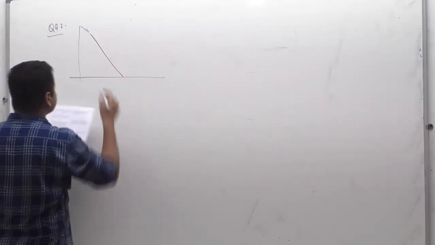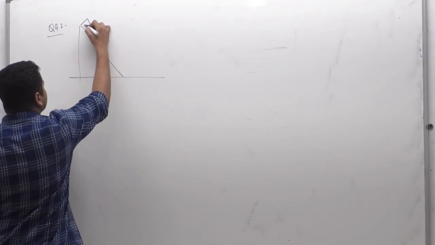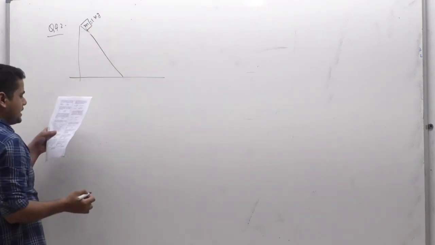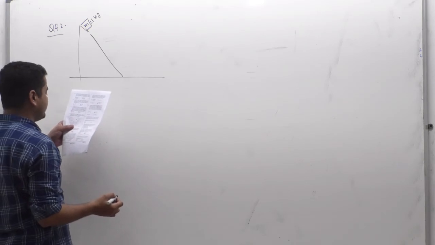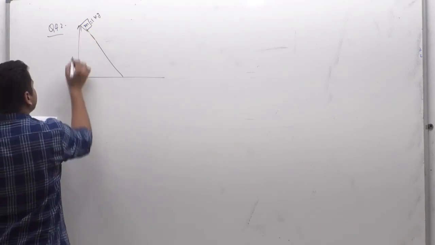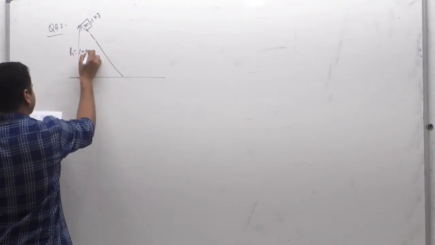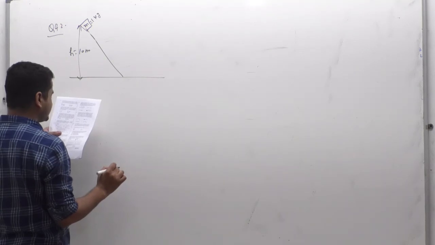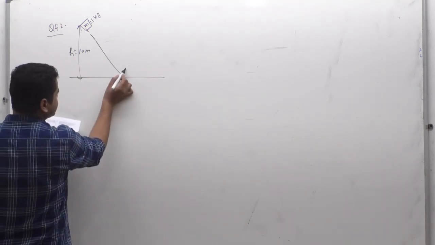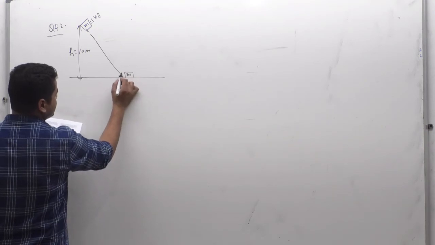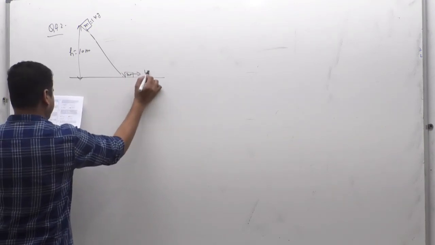A block of mass 1 kg is released from the top of a fixed rough wedge of height 10 meter. When the block reaches the ground, its speed becomes 10 meter per second. Reaches the ground means just as it reaches the ground, its speed becomes 10 meter per second.